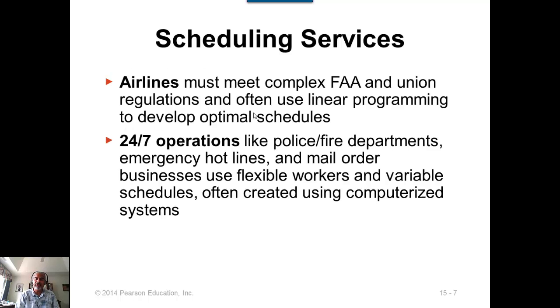Airlines have to meet FAA requirements in terms of off time for crew, how many hours they can fly and how many hours they have to rest, and so on. And 24/7 operations like police departments and emergency hotlines will have to be staffed 24/7, and you have to have flexible worker schedules to be able to do a revolving schedule that meets all the requirements: the legal requirements, the personal requirements, and the staffing requirements.